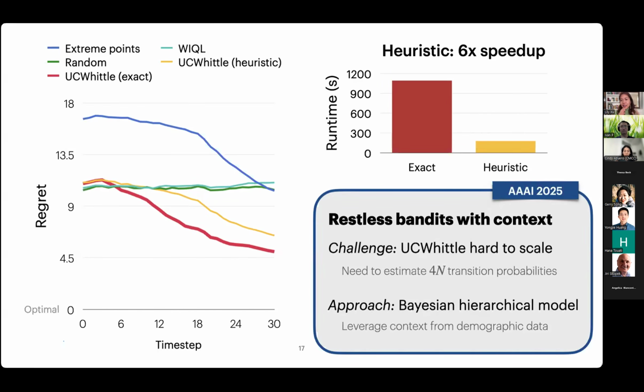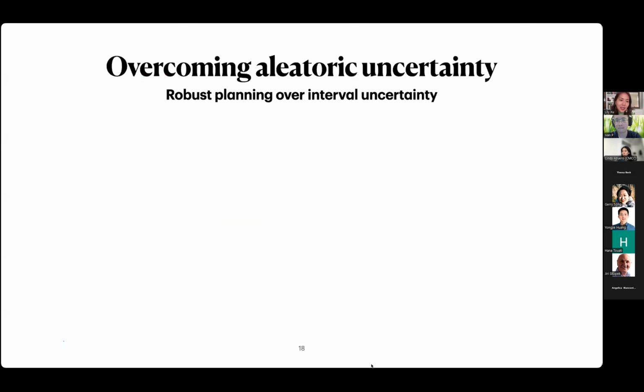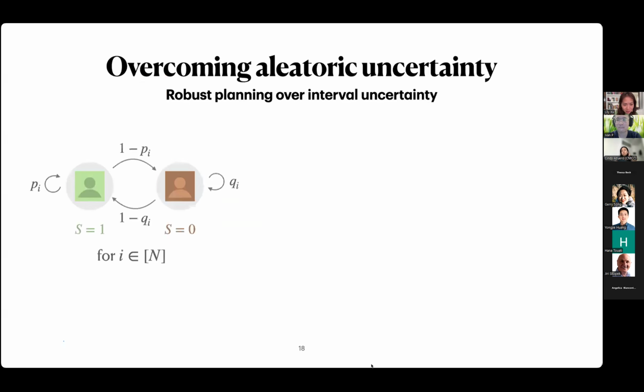So if we have 10 demographic features and then let's say some model where there's 2 parameters per model, now we have a fixed 20 number of parameters that we have to estimate, which is now independent of n. So we can scale to much larger problem sizes. Okay, so that was looking at epistemic uncertainty. And then the next part is thinking about how to overcome aleatoric uncertainty. And this is doing robust planning over interval uncertainty.